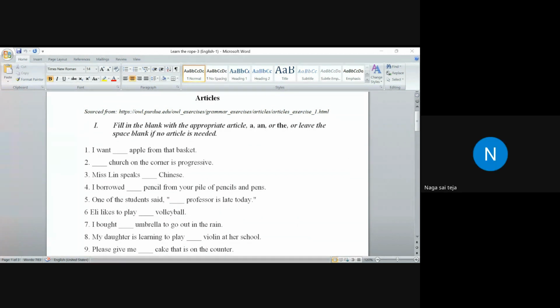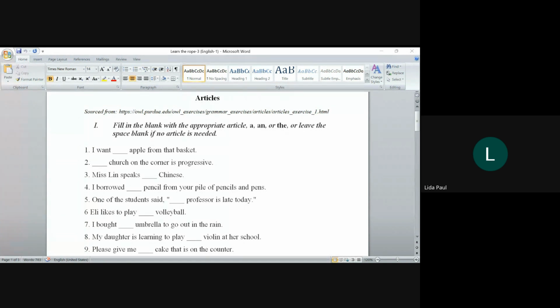The church. So here it is again, the. Now, why would you say "the" here? Why not "a" church? Because it's specifying the church at the corner. Yeah, exactly, right? It's very specifically said.